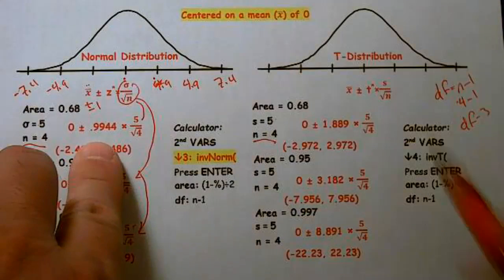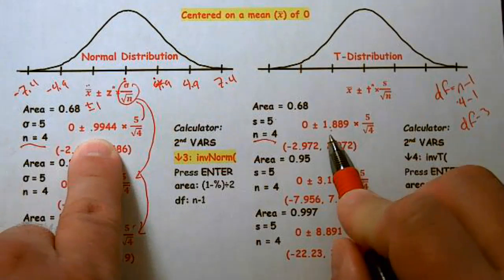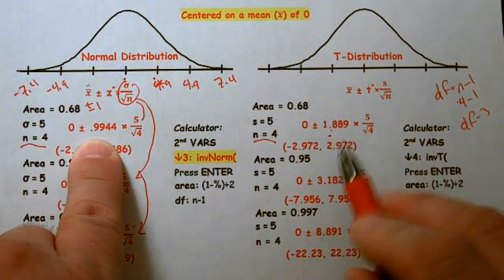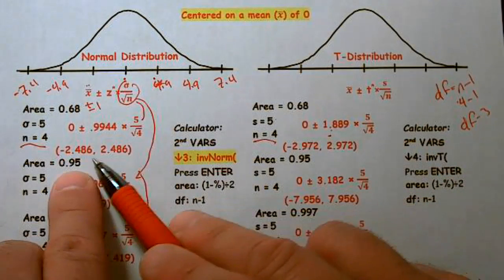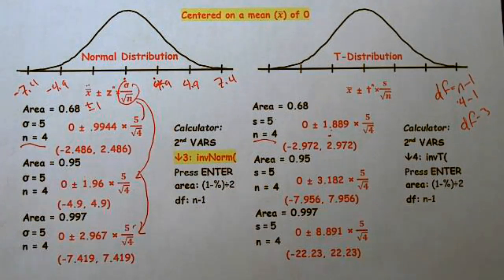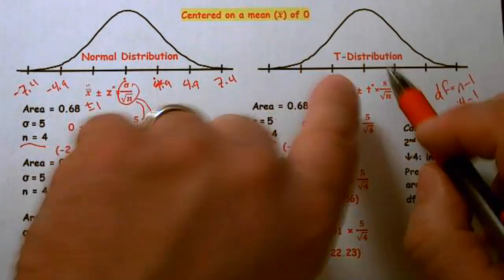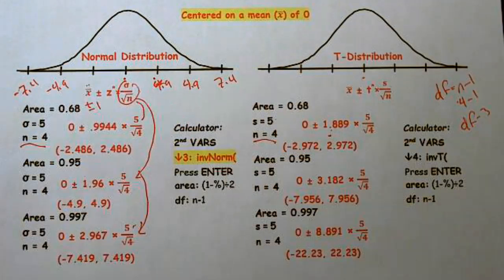Compare that to over here. Notice this one is a fair amount wider. And so when I calculate it, instead of being 2.48, I'm 2.97. So basically the t-distribution is more spread out. This is further apart from the mean than the normal. And that's the big difference.